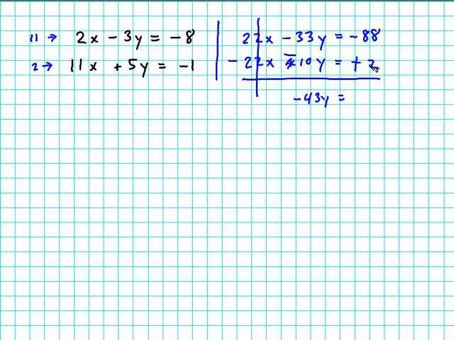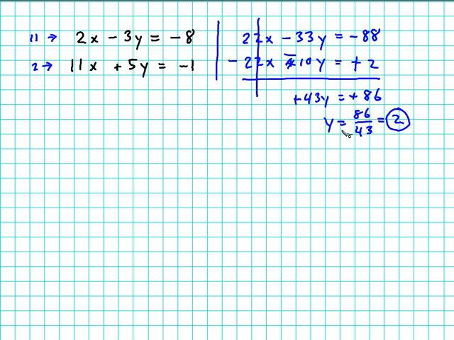And minus 88 plus 2, you take little from big and the sign of the big, so 2 from 88 is 86. It would be minus 86. Okay, multiply by minus 1 and divide by 43. So y is equal to 86 over 43. And what do you know? It's just double, so this is equal to 2.